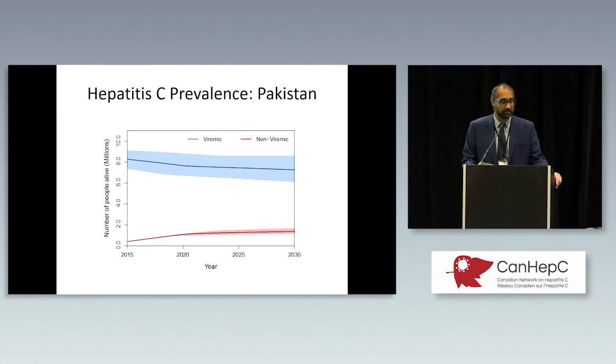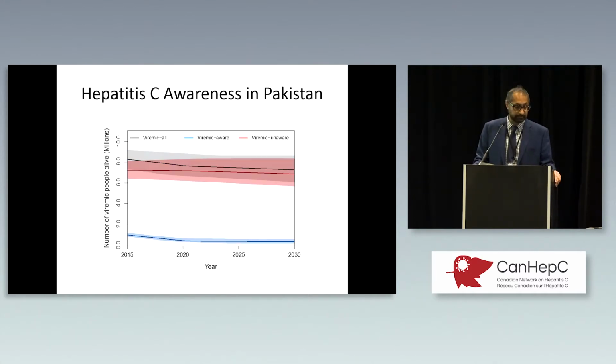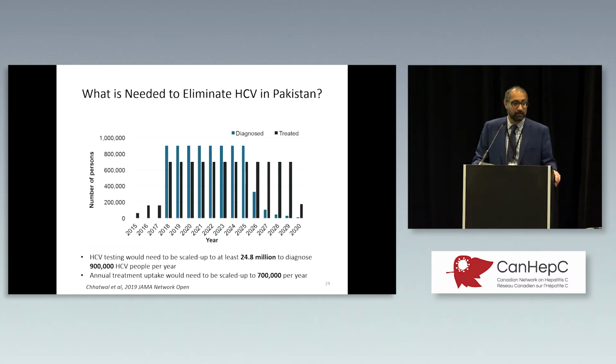So this is the trend showing that if we continue at the status quo, this figure shows close to 8 million people will have Hep C, and numbers are not going to change much until 2030. Another problem in Pakistan is that the awareness rate is very low, just approximately 5% of people know they have Hep C.